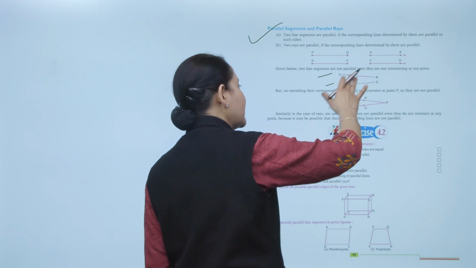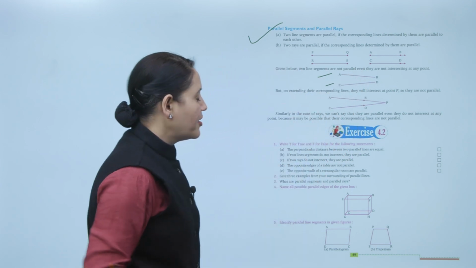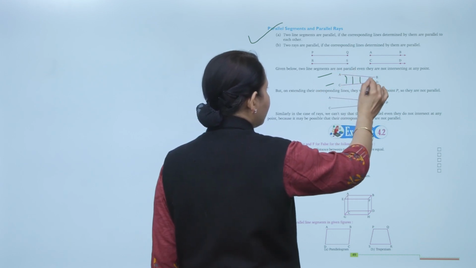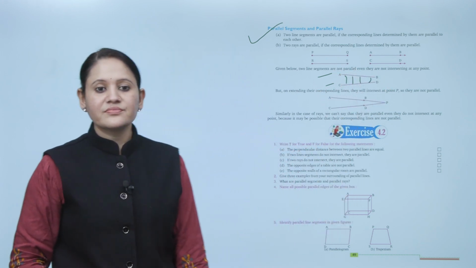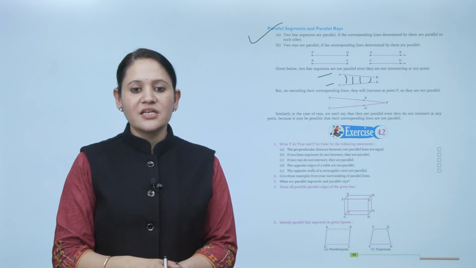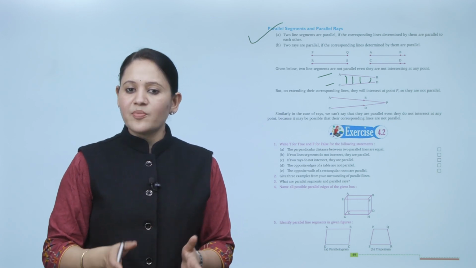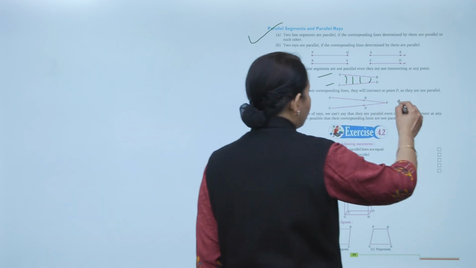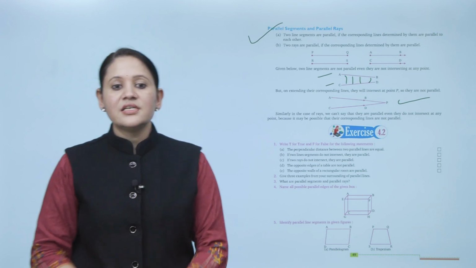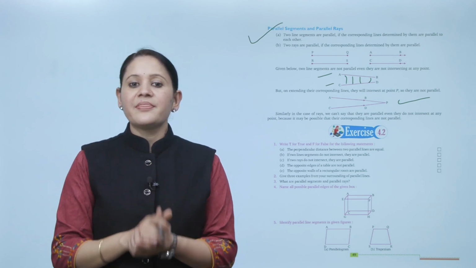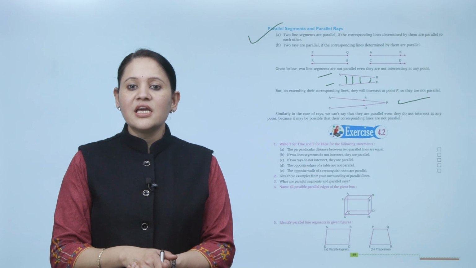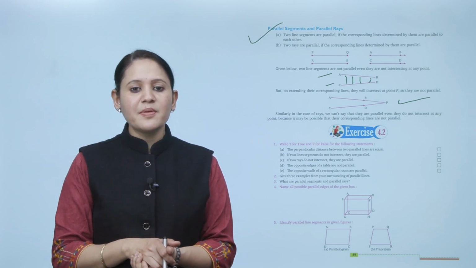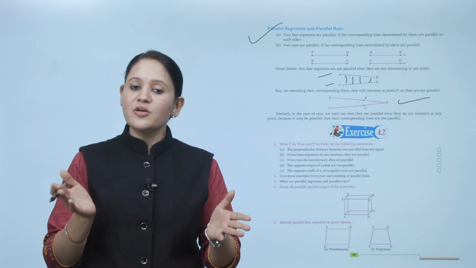यहाँ पे एक दूसरे को intersect नहीं करे, but still they are not parallel because the distance between these two lines is not constant. Here it is more and here it is less. Clear? When we extend these two lines, their corresponding lines will intersect at a point. कहीं ना कहीं जाके वो intersect करेगी point P पे, like here. So they are not parallel. Similarly, in the case of rays, we can't say that they are parallel even if they do not intersect at any point, because it may be possible that their corresponding lines are not parallel.